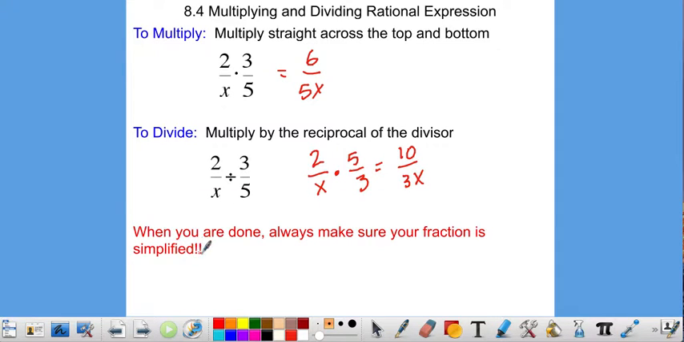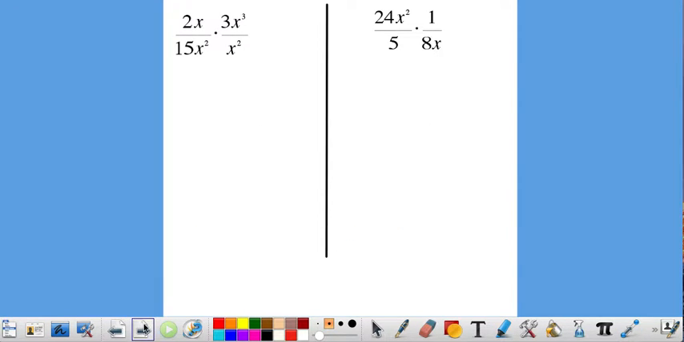And then just a quick note, when you're done, make sure your fraction is completely simplified. So if this was a 9 on top, we would simplify and cancel out a factor of 3 on top and on bottom. So the rest of this video is basically just playing with this idea. Some of them obviously get a little trickier. So let's try this one.